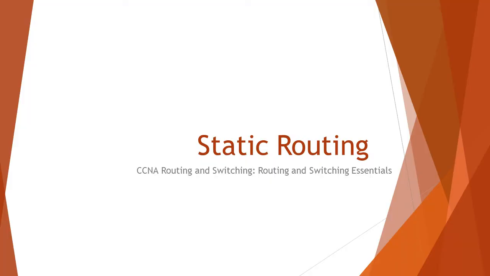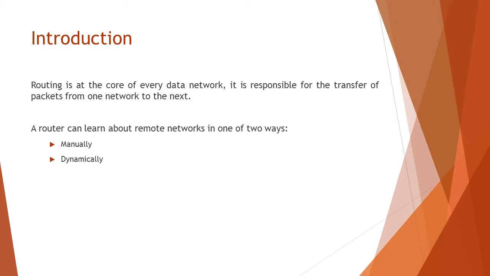Chapter 6: Static Routing. Routing is at the core of every data network. It is responsible for the transfer of packets from one network to the next. A router can learn about remote networks in one of two ways: manually and dynamically.